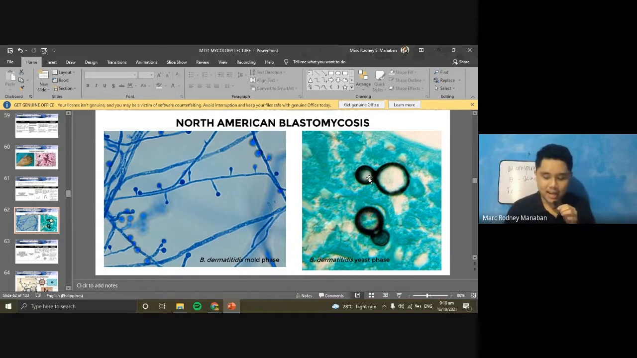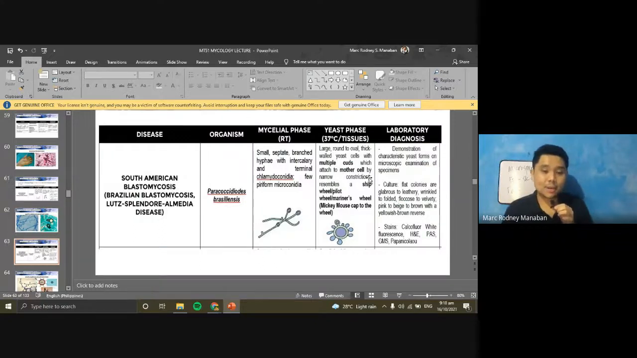All right? Okay, next, your Paracoccidioides brasiliensis, all right, which causes the South American blastomycosis. Again, there's a small typo, dears, pasensya. This is Almeida, A-L-M-E-I-D-A. Okay, typo siya, not Almedia. So it should be A-L-M-E-I-D-A. Okay, wrong spelling. Almeida, all right, not Almedia. All right. So this is known as the Brazilian blastomycosis or the Lutz-Splendore-Almeida disease.